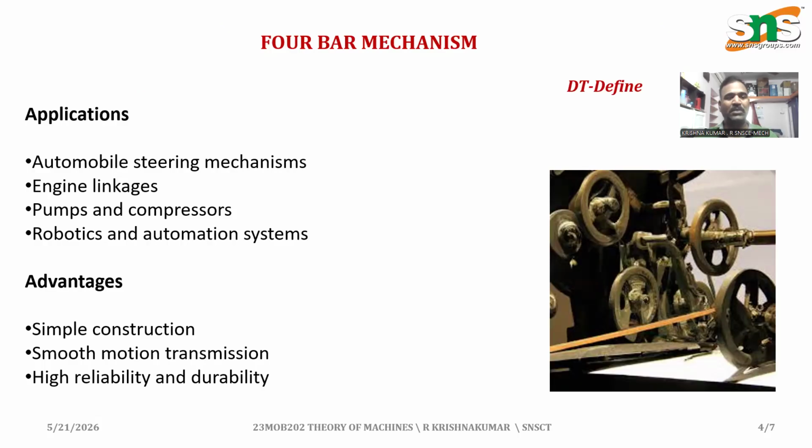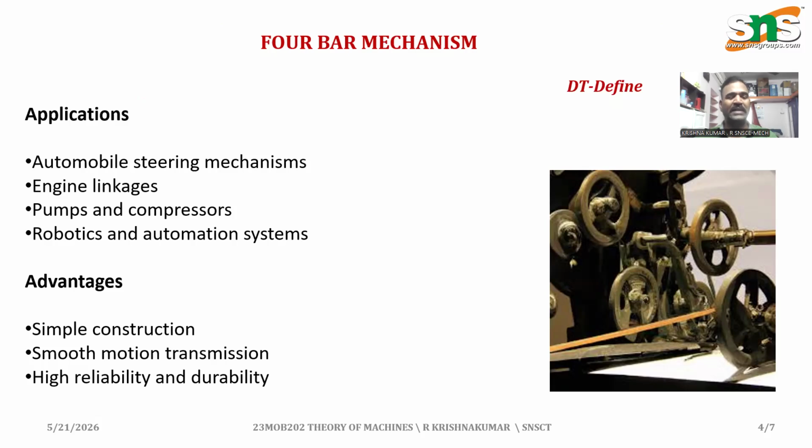Now we will see the applications. Before going to the applications, based on the motion of the links, the 4-bar mechanism is classified into three major types: crank rocker mechanism, double crank mechanism, and double rocker mechanism. In the crank rocker mechanism, one link rotates completely while the opposite link oscillates. This type is widely used in pumps, compressors, and engine mechanisms. In the double crank mechanism, both the links adjacent to the fixed link rotate continuously.